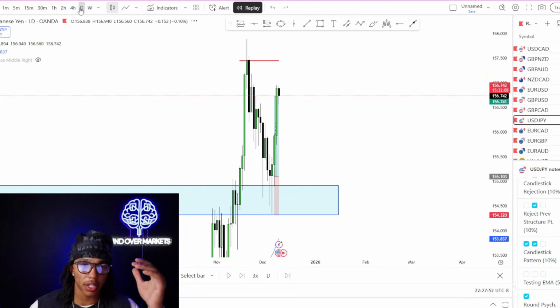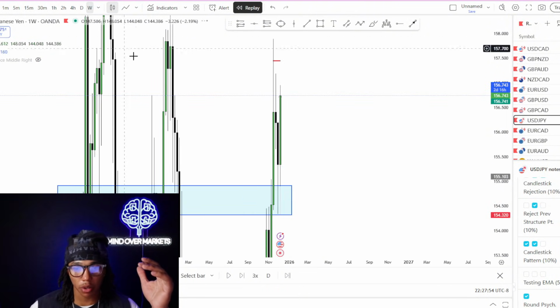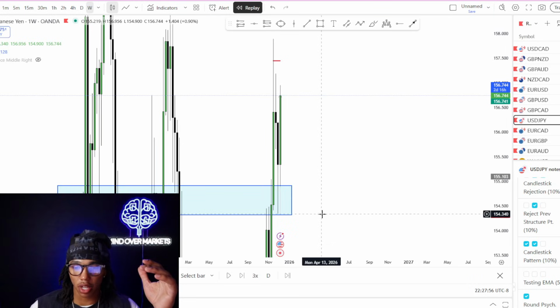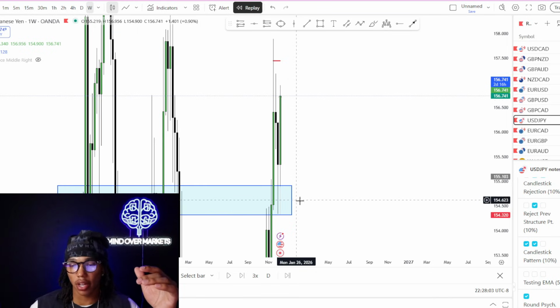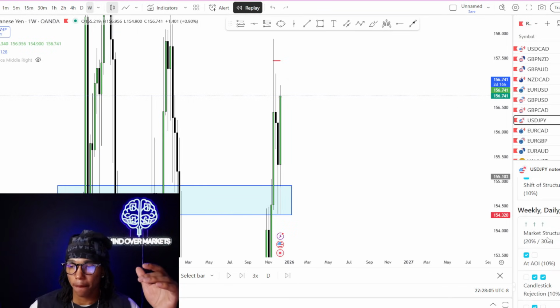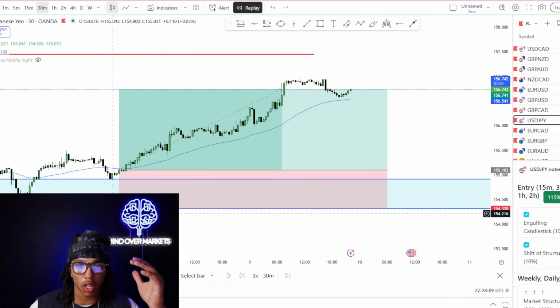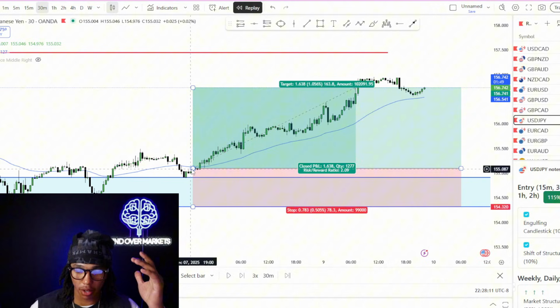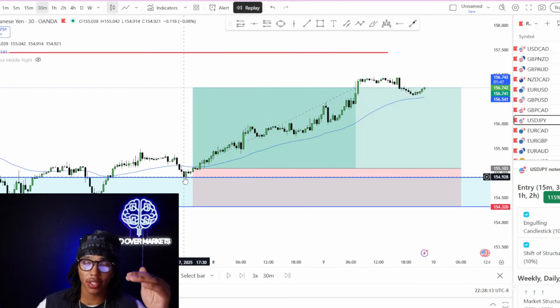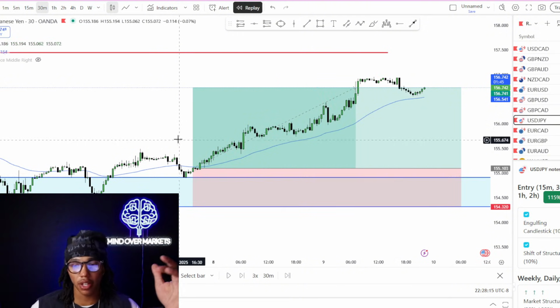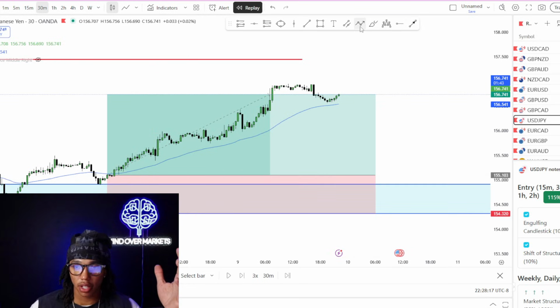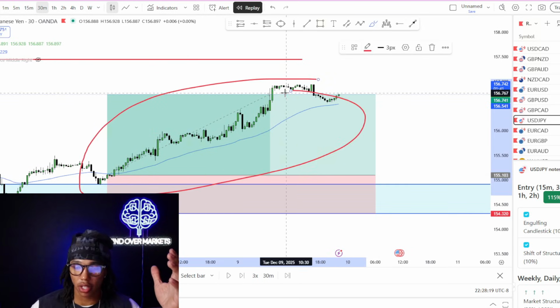We're not rejecting any EMA on the 4 hour, daily, or weekly, but we do have a round psychological level of 145.500 inside of the area of interest. And we got our shift of structure on the 30-minute along with the pullback and engulfing candlestick right here. So that puts us at 115% for the trade. And as you guys can see, this is what a 115% trade looks like.